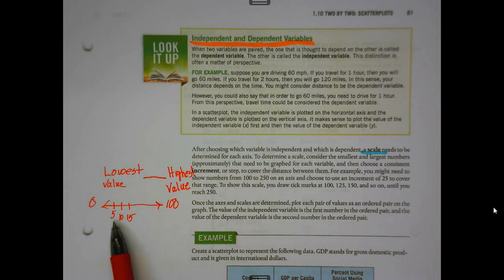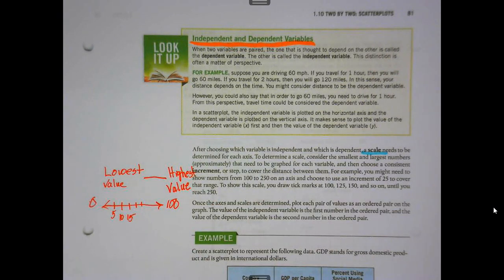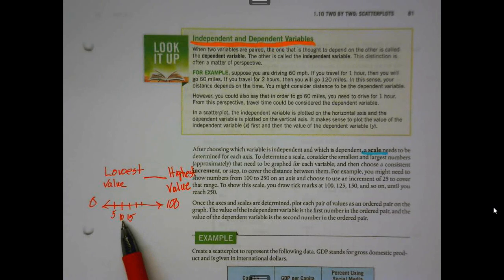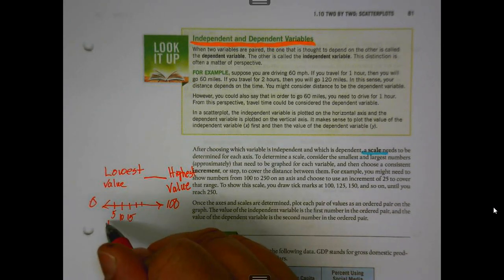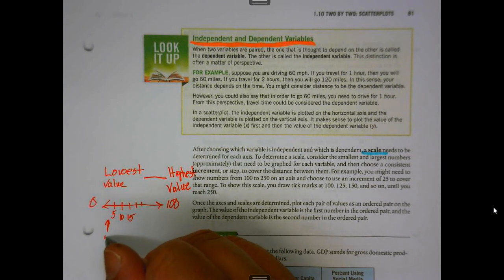The increment is what each one of these is, from 0 to 5. So this is 5 increments. And it takes a little bit of practice to get used to this. All right, let's look at the example that they have here.